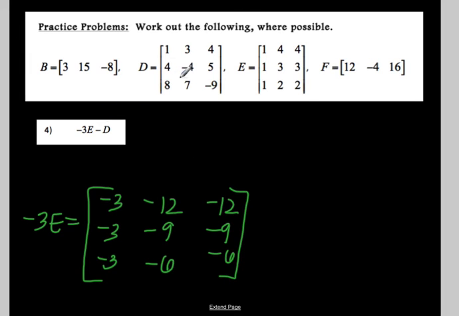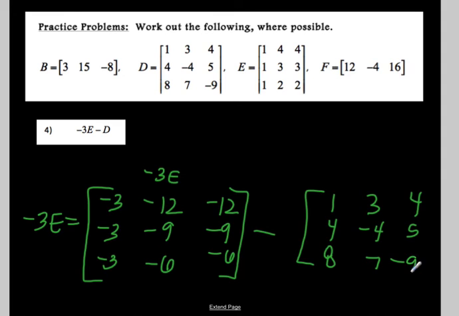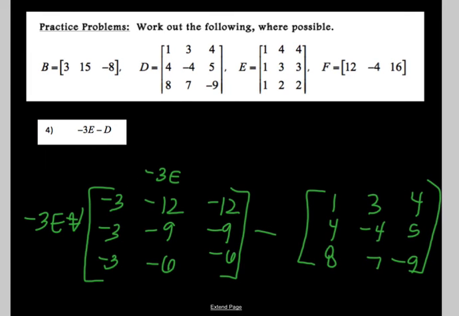And I want to subtract d. So maybe I'm going to write this out. So this is negative 3e. I'm going to write that above here. Minus, now we're going to subtract d. So just rewriting. 1, 4, 8, 3, negative 4, 7, 4, 5, negative 9. Okay, and I'm going to erase this piece here because we wrote above that this is negative 3e, and then this part right here is d.